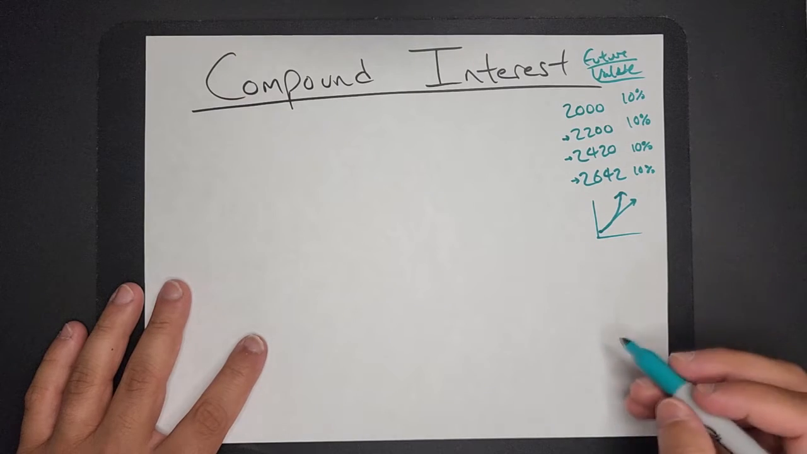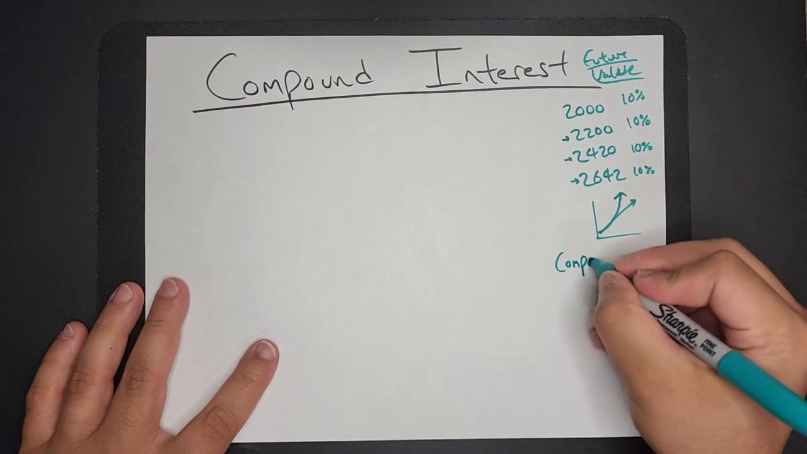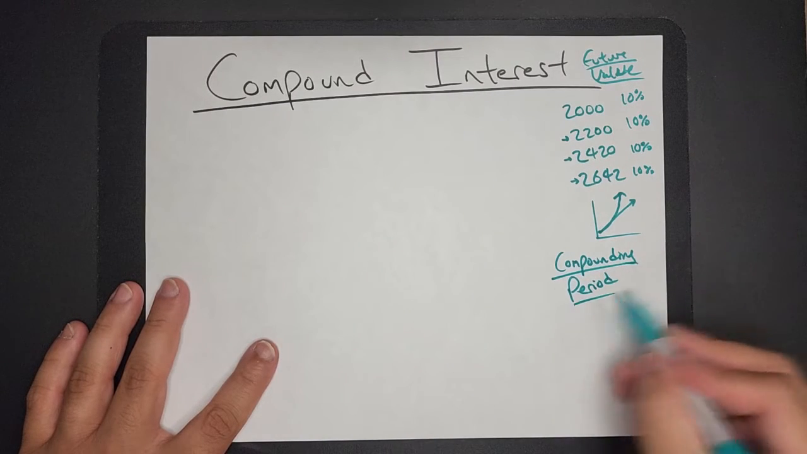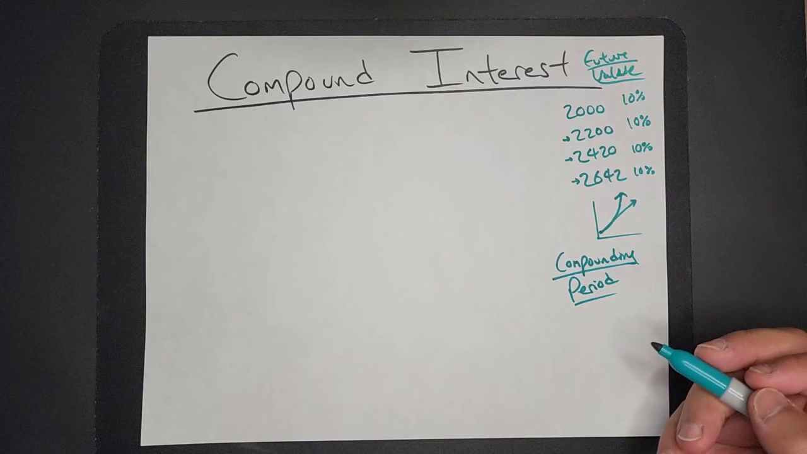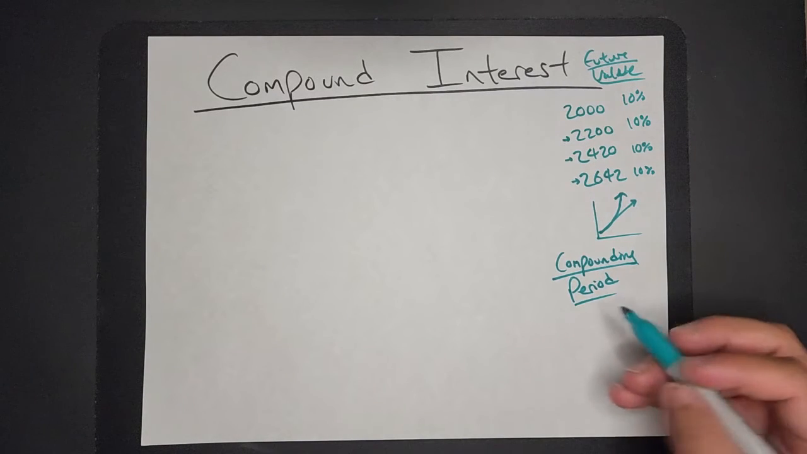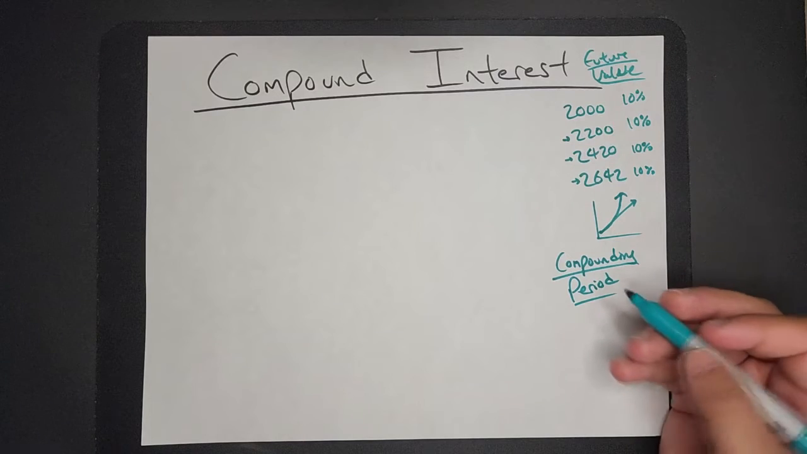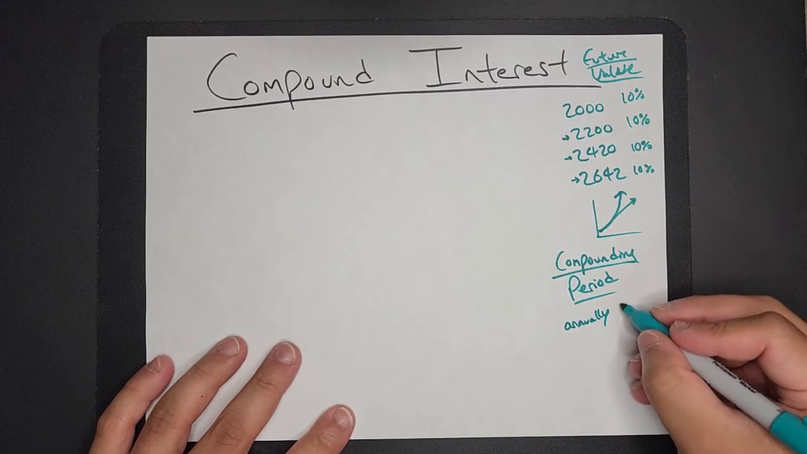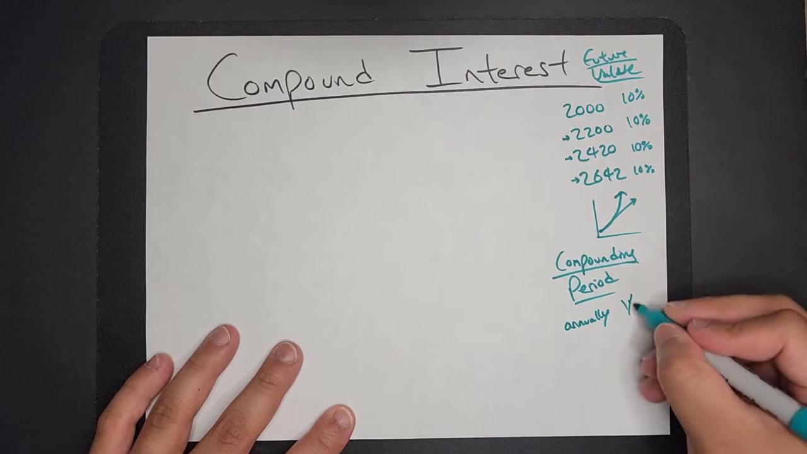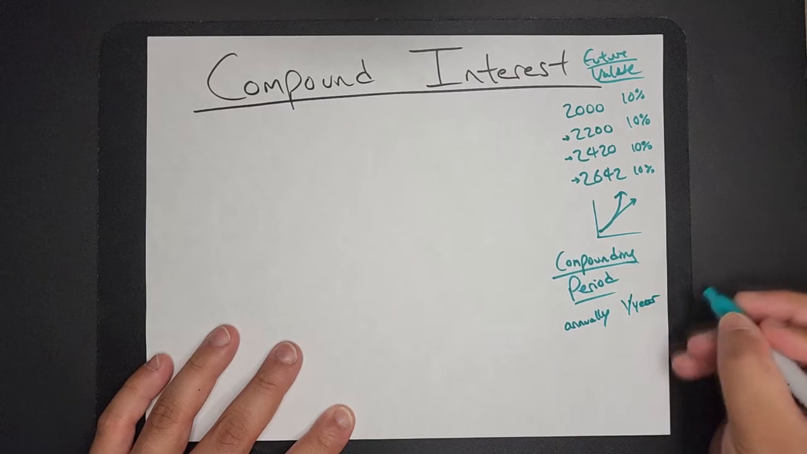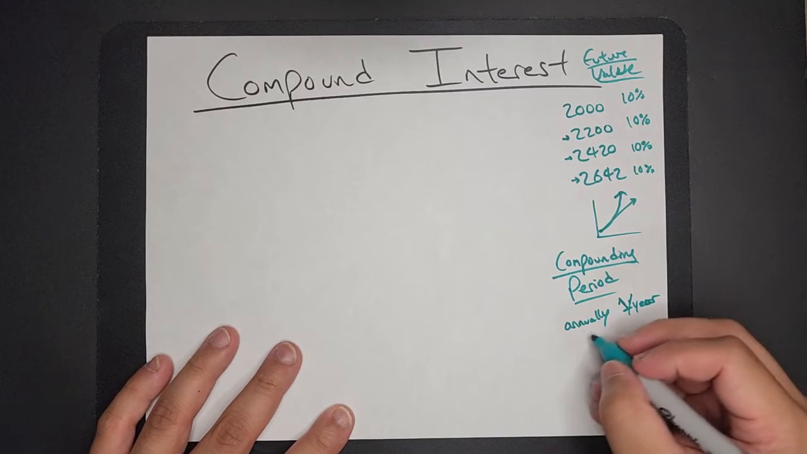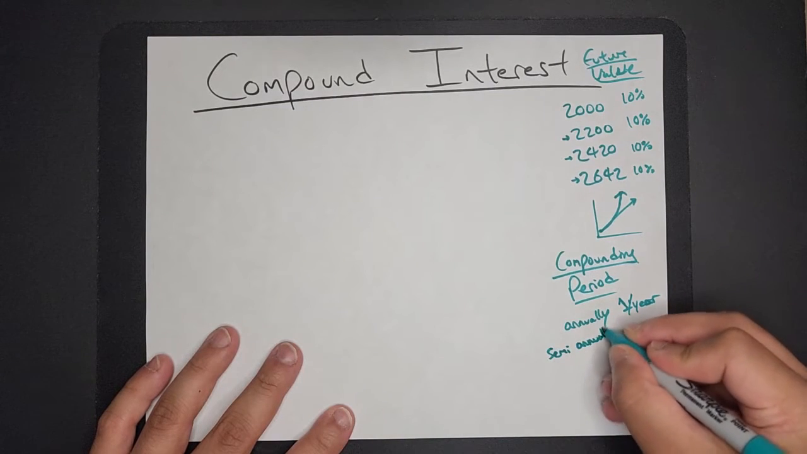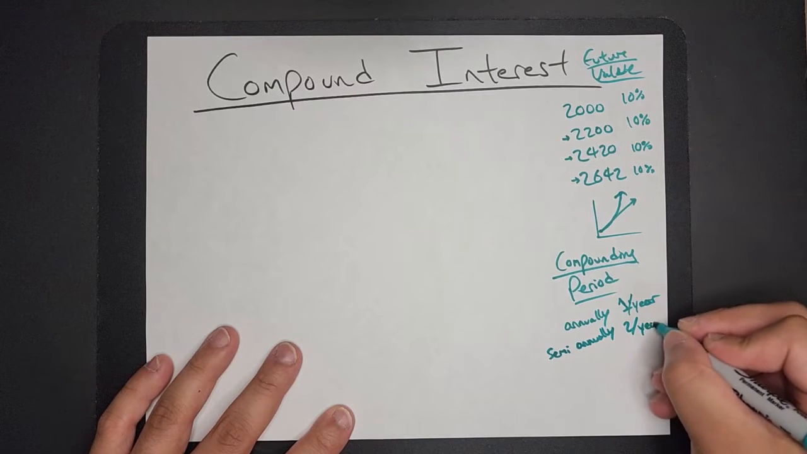Terms of a loan. So another thing we have to learn is compounding period. And this just refers to the interval at which the interest is calculated. So annually, which is yearly, is one time per year. You have semi-annually, which is twice per year.